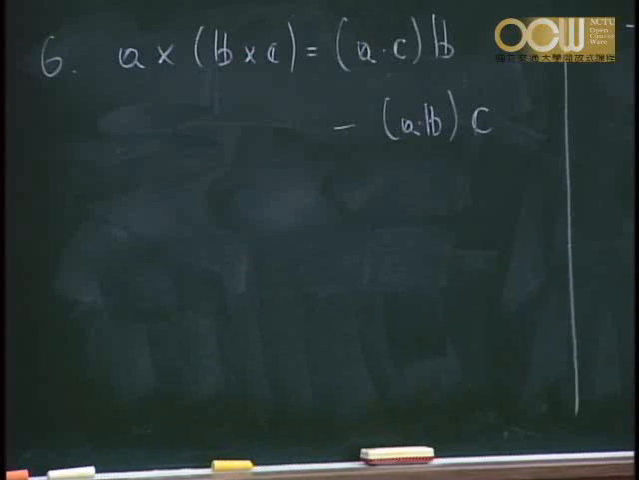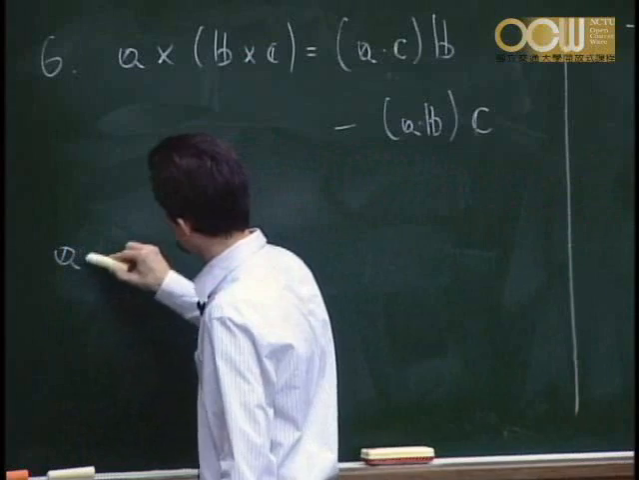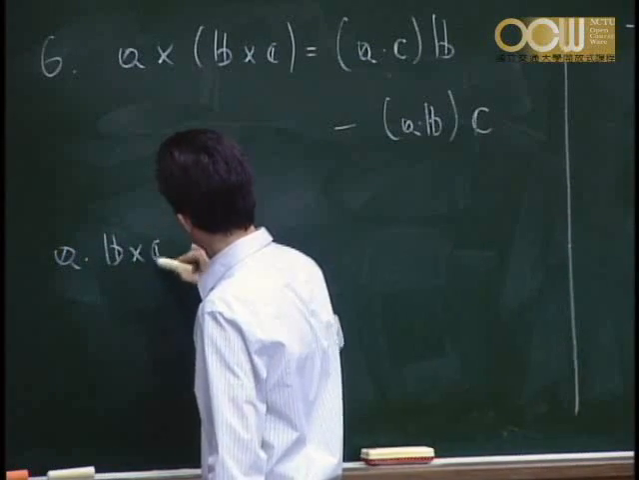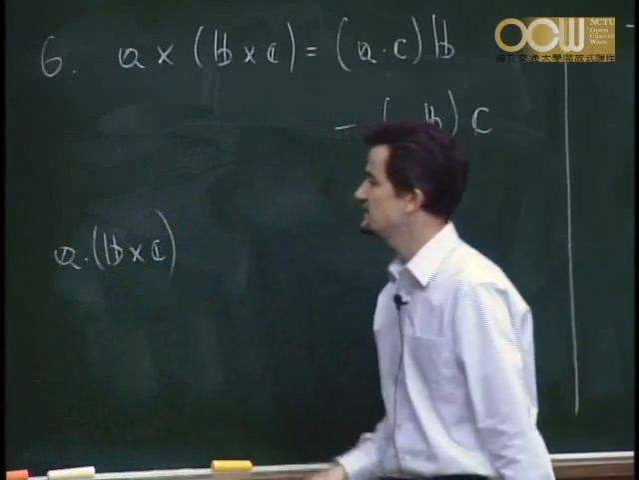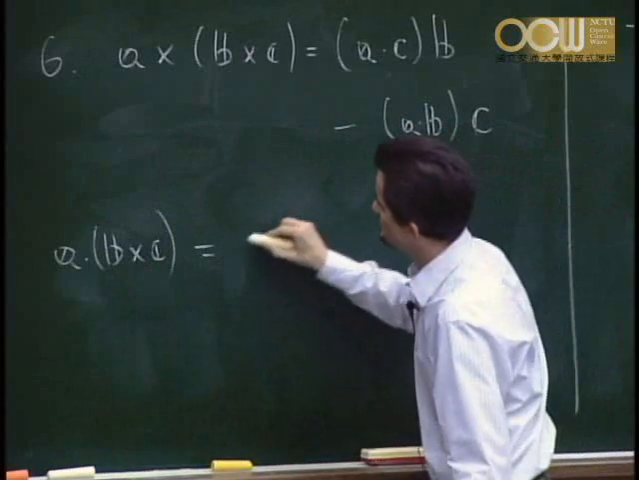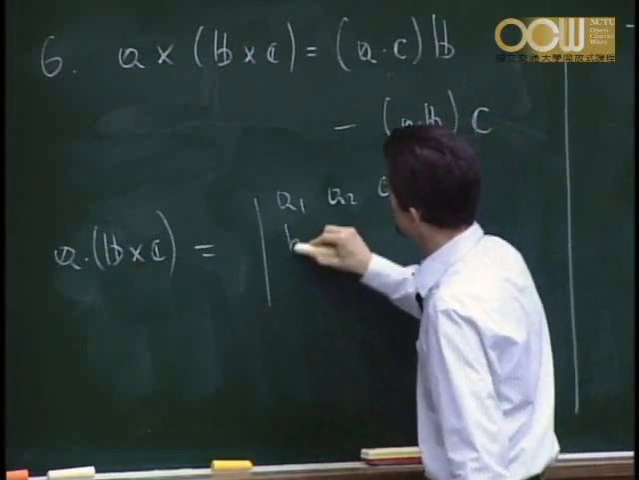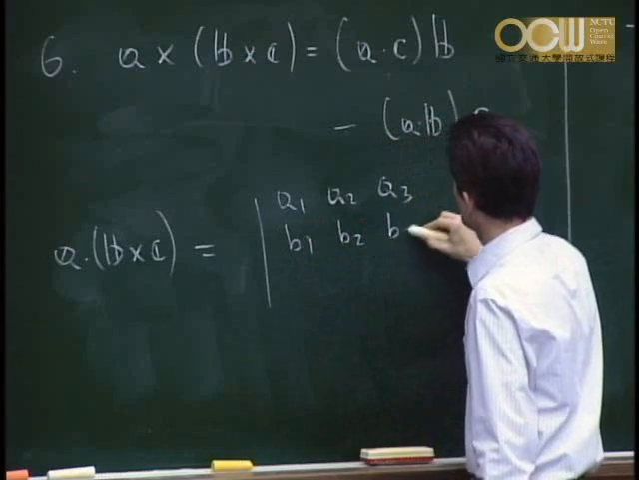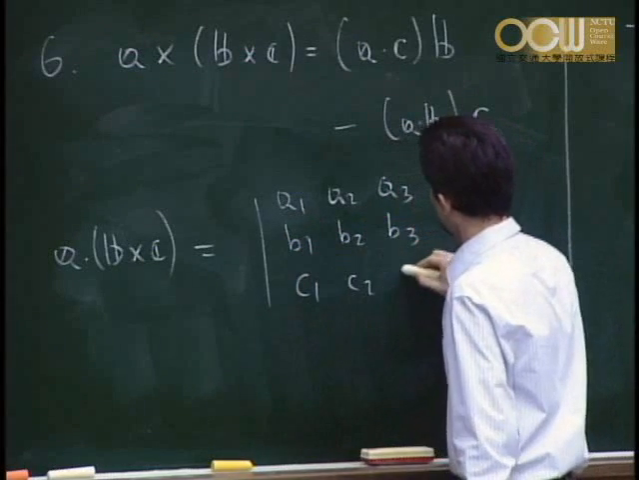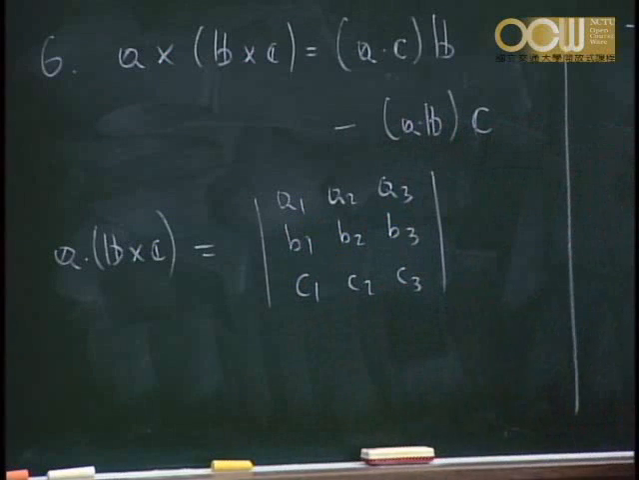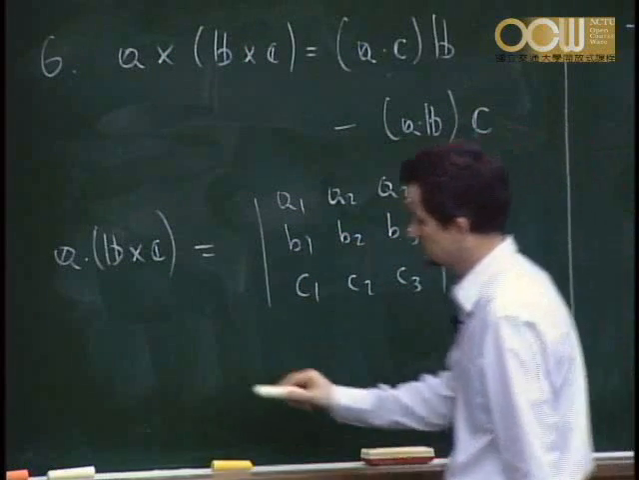Now, this one is an important one. We saw already that if you compute the cross product of b and c and then the dot product with a, this can be computed in terms of determinants. This is just the value of this determinant here. And this product has its own name. It's called the scalar triple product.